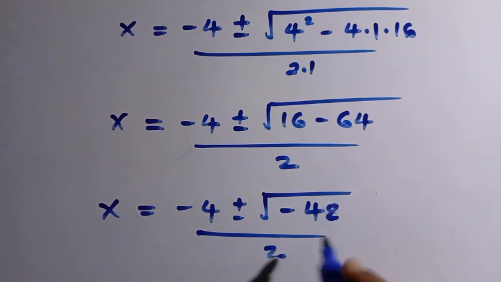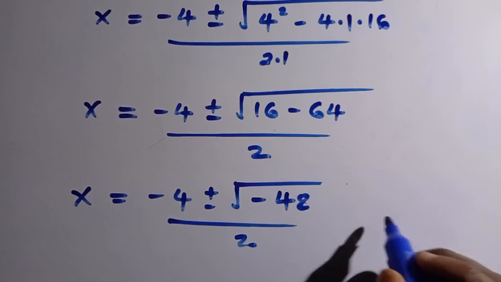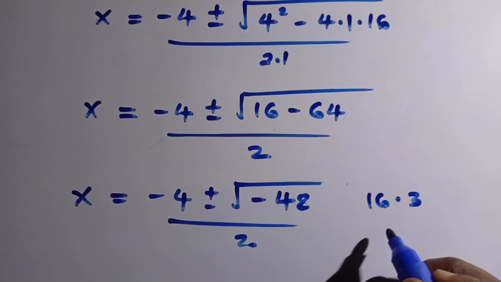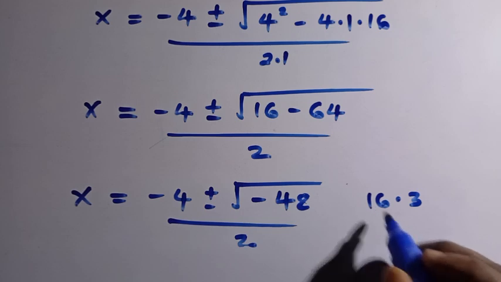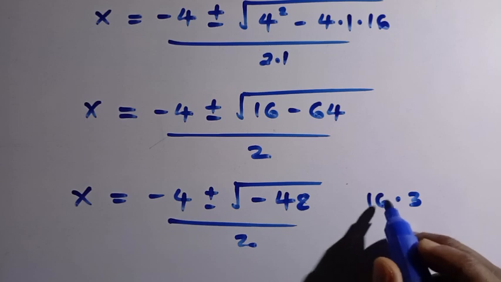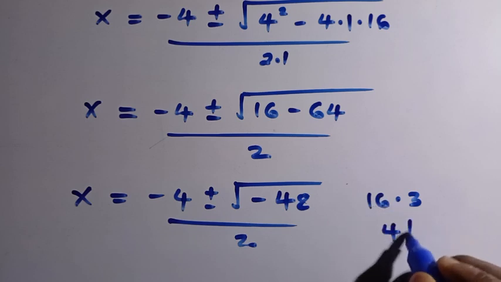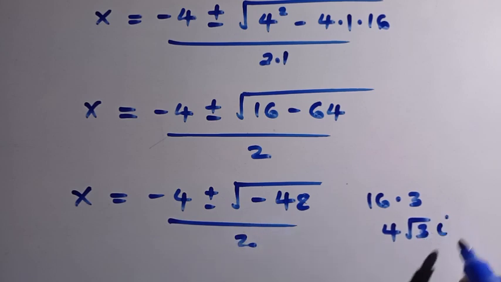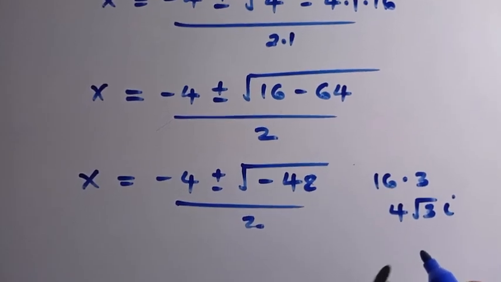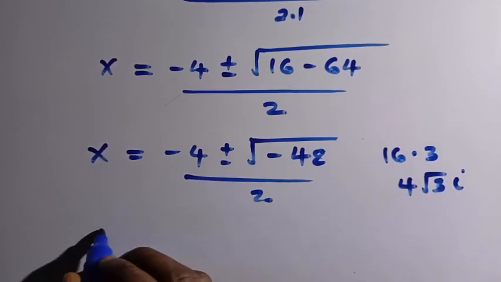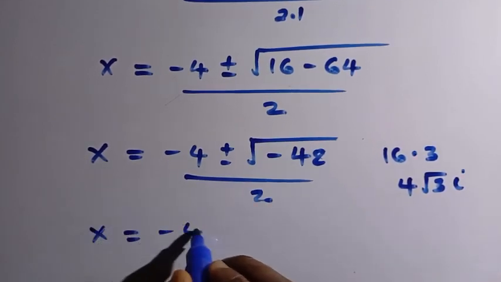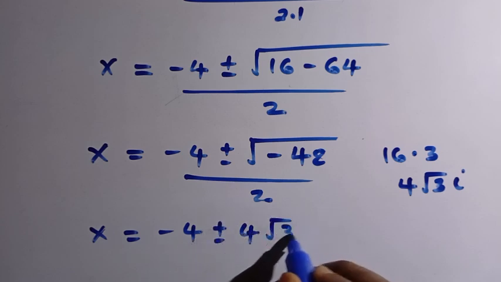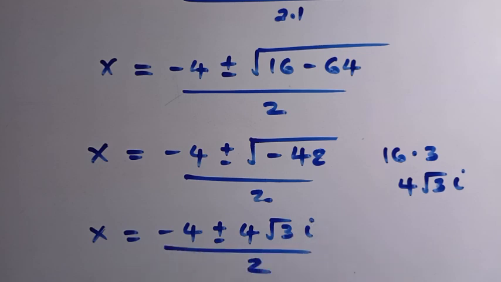So we have the square root of minus 48, which gives us 16 times 3, that is 48. And since it comes with negative, we take the square root of 16, that is 4, then here becomes root 3, and there is a negative inside it, which means that it is complex. Then we are going to have i, which is the square root of minus 1. Therefore we have x equals minus 4 plus or minus 4 root 3 i divided by 2.